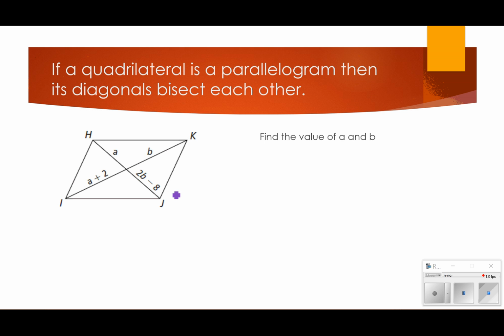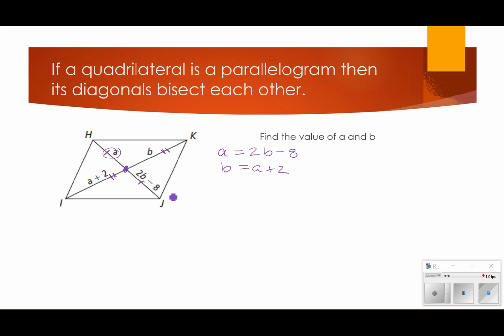So remember, HJ is a diagonal, and IK is a diagonal. So if they bisect each other, and we'll say that that's our midpoint, because they bisect each other, meaning that this should be congruent to this, and this should be congruent to this. Okay? They aren't necessarily congruent to each other, they just are congruent where they bisect. So I'm going to set up some equations here to find the values of A and B. So since they bisect, I know that A is equal to 2B minus 8, and then I know that B is equal to A plus 2.